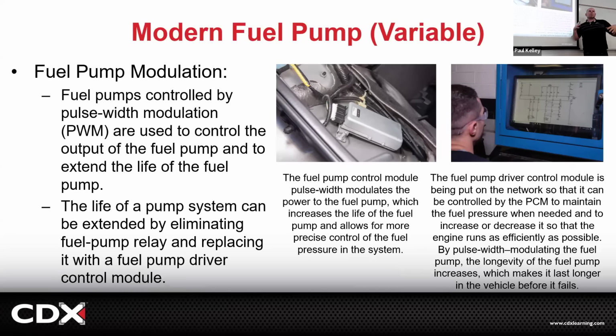Then we're like, you know what? We'll just have it dump the return off early. That was a little easier, but it's still pumping as hard as it can. A modern system with the variable fuel pump, a lot of times we're going to control it with pulse width modulation or duty cycle. We're going to turn that pump on and off. We're going to say, turn on for 50% and then turn off for 50%, because that's all you need to do to make 50 PSI.